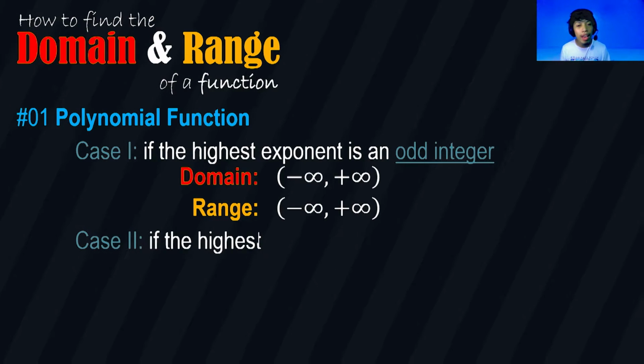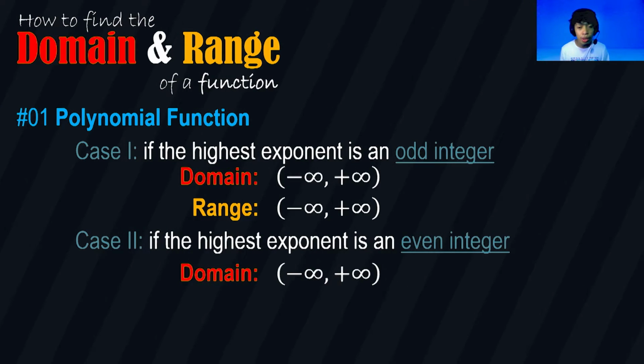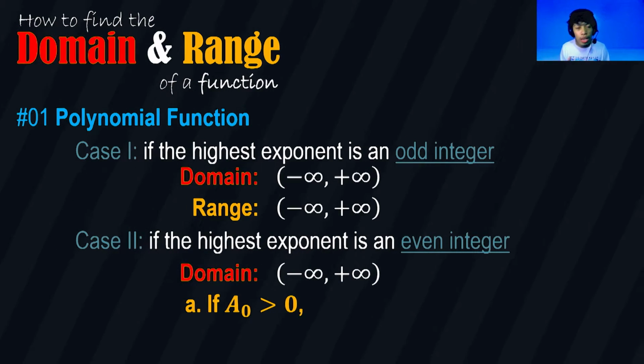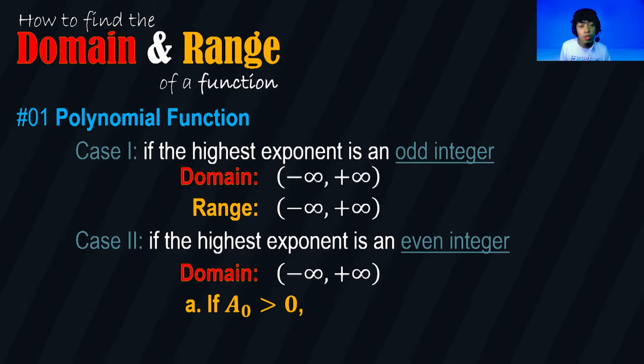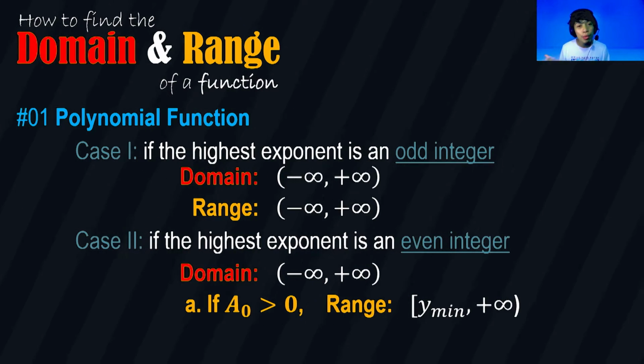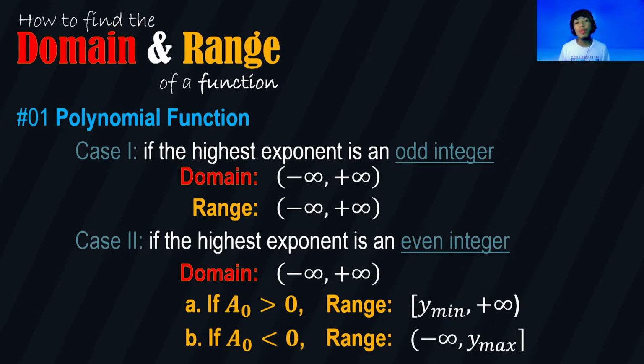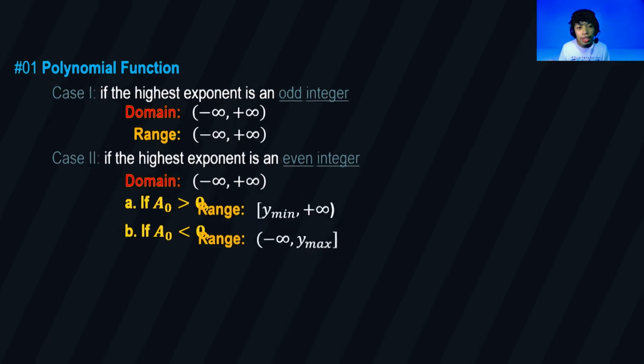Case number 2 naman, if the highest exponent is an even integer, the domain is still all real numbers, but for the range we have two cases. If a0 is greater than 0, and by the way, a0 is the numerical coefficient of the highest degree term, let me explain it later, then our range is from the minimum value of y to positive infinity. And letter B, if a0 is less than 0, then our range is from negative infinity to the maximum value of y. Okay, let us have an example.